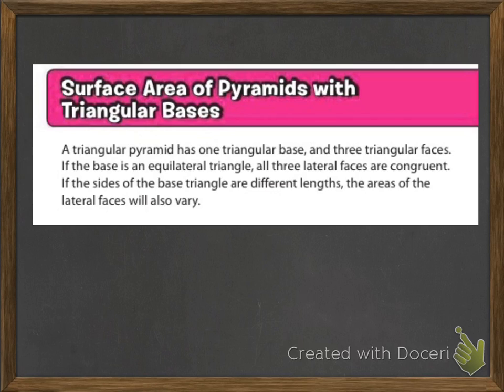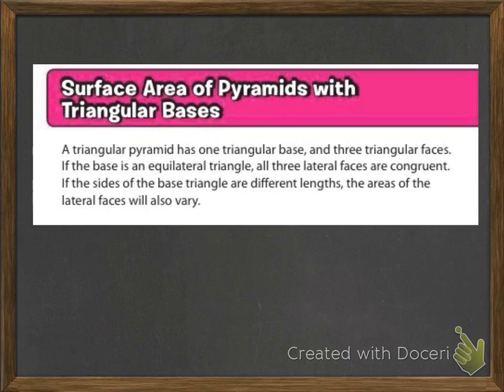All right, so now we're going to look at surface area of pyramids with rectangular or triangular bases. A triangular pyramid has one triangular base and 3 triangular faces. If the base is an equilateral triangle, then all 3 lateral faces are congruent. If the sides of the base triangle are different lengths, then the areas of the lateral faces will also vary.